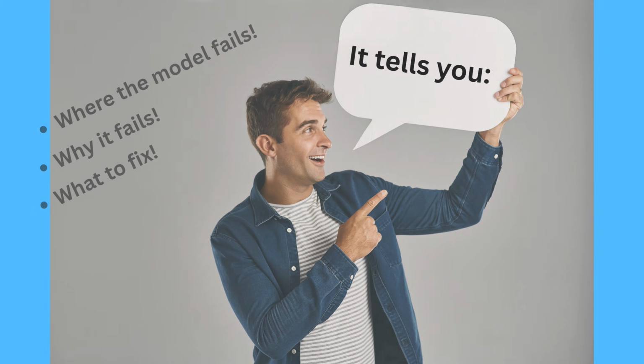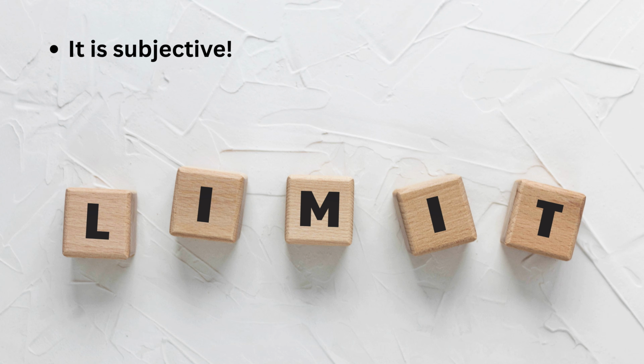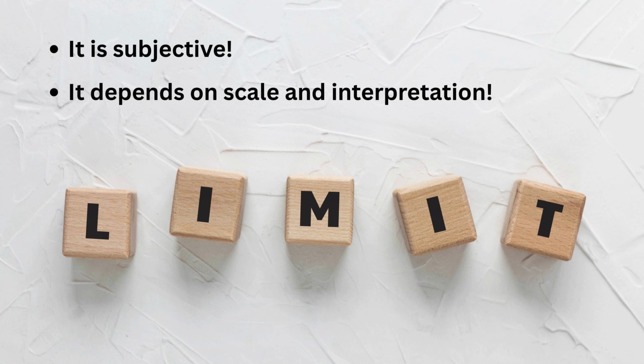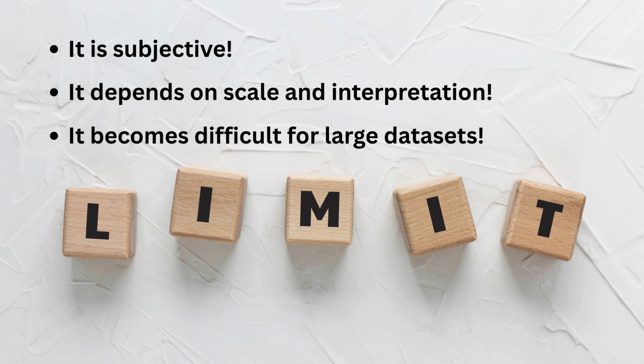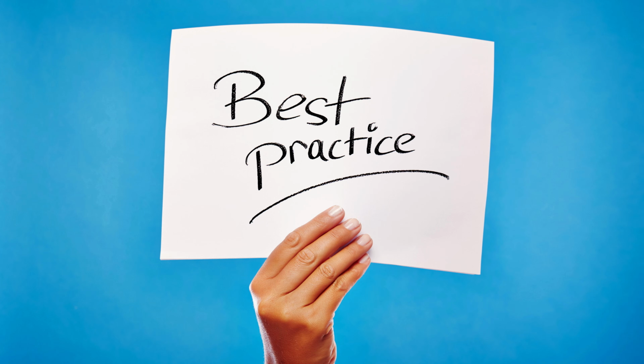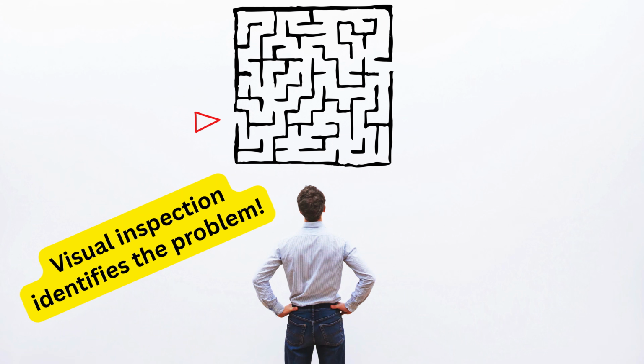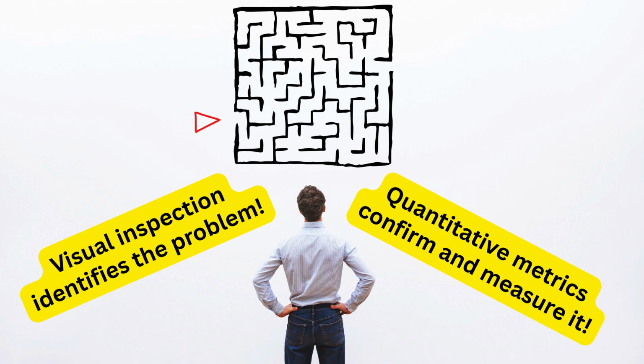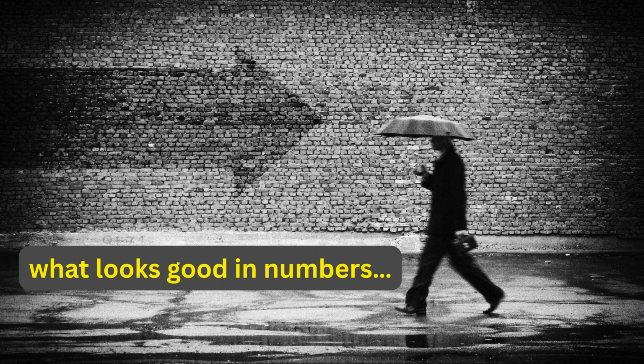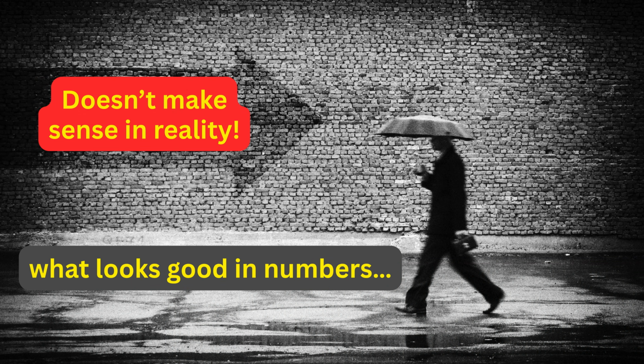But it also has limitations. It's subjective. It depends on the scale and interpretation, and it becomes difficult for large datasets. So, the best practice is clear. Use visual and quantitative methods together. Visual inspection identifies the problem while quantitative metrics confirm and measure it. Note that sometimes what looks good in numbers doesn't make sense in reality.